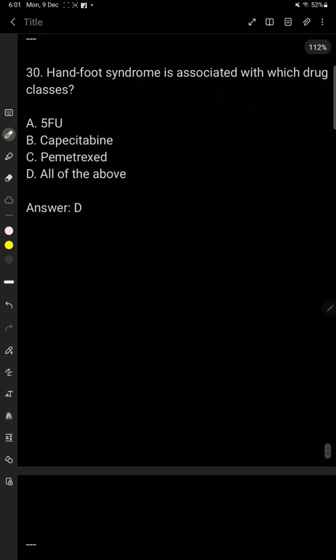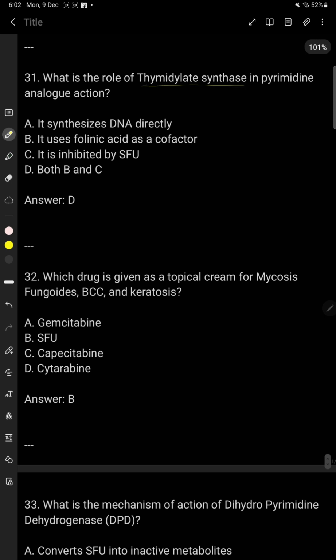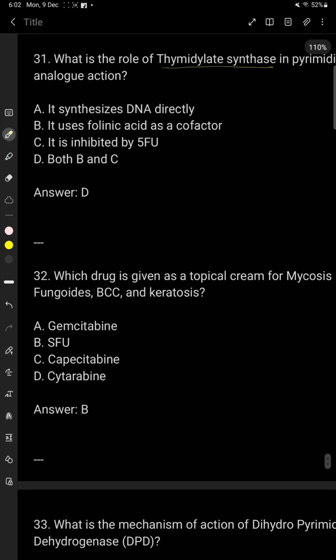Hand foot syndrome is associated with which drug? It is associated with 5-FU, capecitabine, and also pemetrexed. So hand foot syndrome is associated with 5-fluorouracil and capecitabine, which are pyrimidine analogues, and pemetrexed, which is a folate analog. These all cause hand foot syndrome. What is the role of thymidylate synthase in pyrimidine analog? Thymidylate synthase uses folinic acid as cofactor and it is inhibited by 5-fluorouracil.